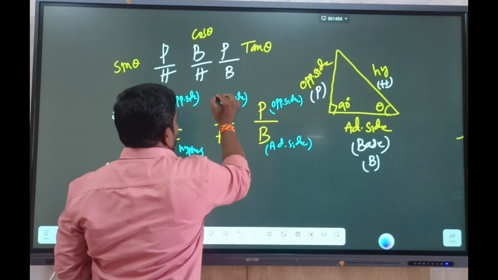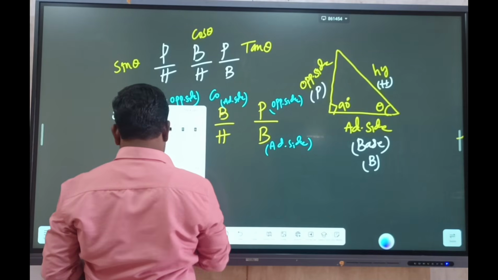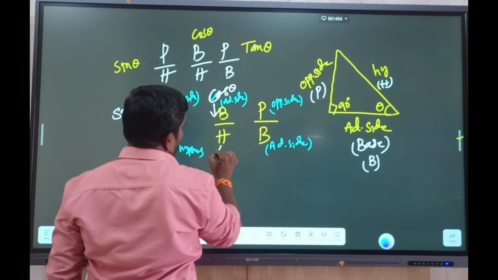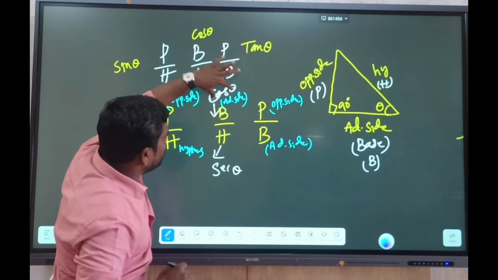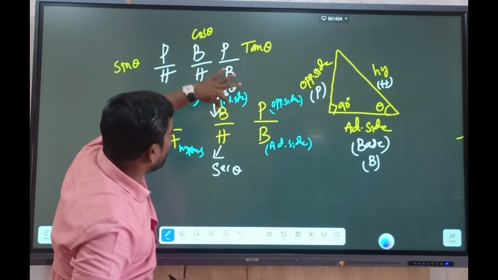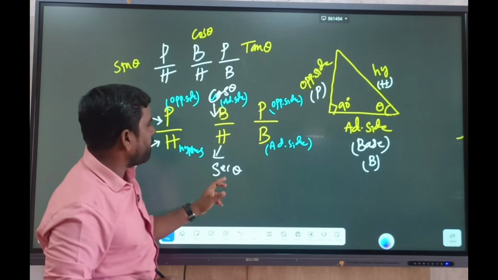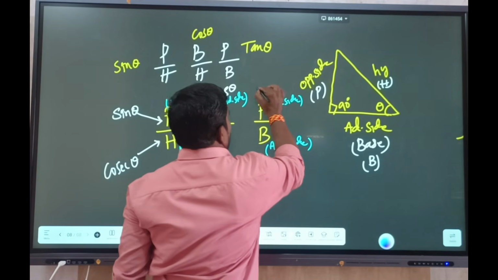Now taking cos theta. Cos theta is the numerator, and its reciprocal is secant theta. Cos theta means base by hypotenuse, or adjacent by hypotenuse. Secant theta means hypotenuse by adjacent side. Remaining is tan theta.